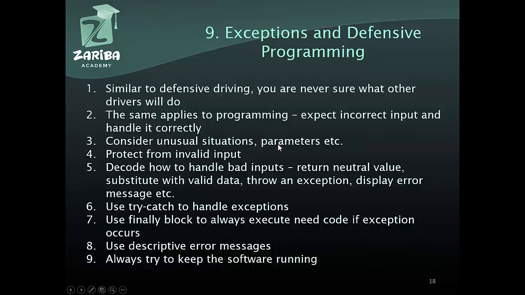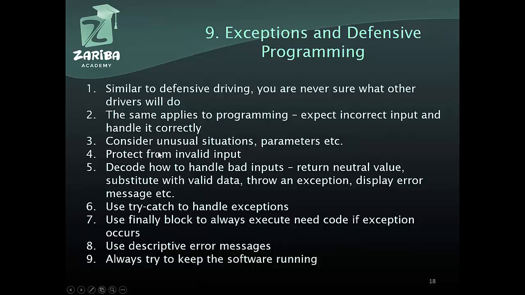Similar to defensive driving, you are never sure what the other drivers will do on the road, right? The same applies to programming. You should always expect invalid or incorrect behavior from users. So this is the same example as with the triangle, right? Why should everyone know about the triangle rule, right? They can just give you random values, and then some of your logic after that could be broken.